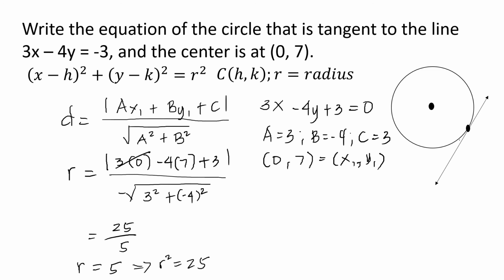Since we know the coordinates of the center of the circle, that is (0, 7), we have the equation of the circle in standard form as x minus 0 squared, so that is x squared, plus (y minus 7) squared is equal to 25.